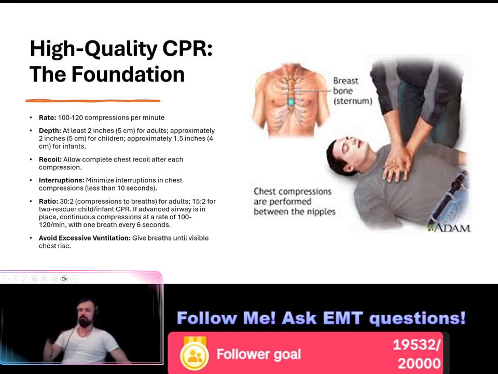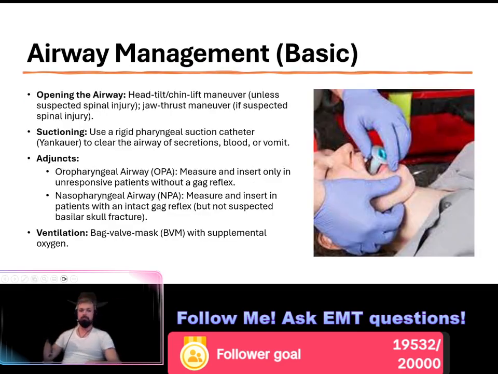Okay, so moving on. Airway management for basics. Open the airway. If there's no suspected head injury, which if you're worried about CPR, you're probably not worried about doing a jaw thrust or holding C-spine. In all honesty, it's really hard to hold C-spine and do compressions at the same time. I'd rather save the life and have some spinal issues versus not be alive.